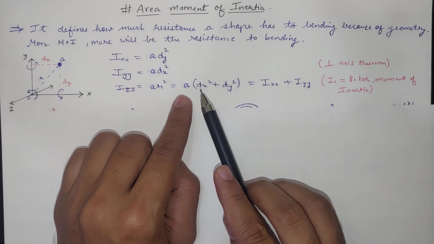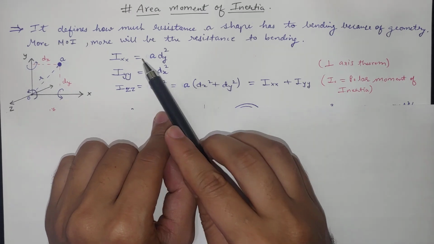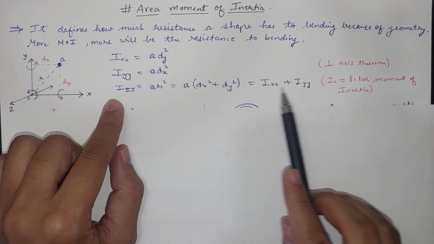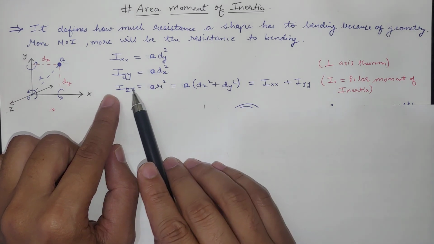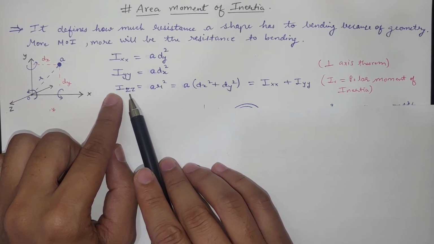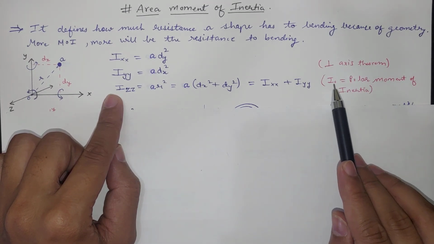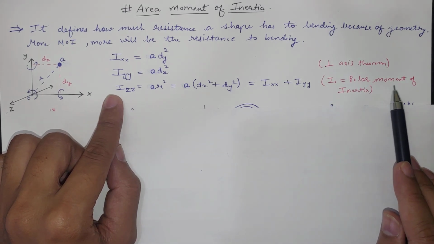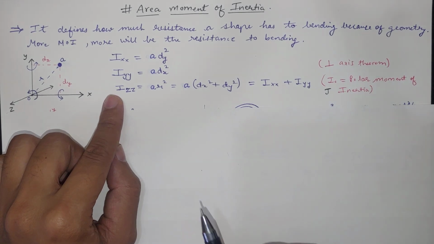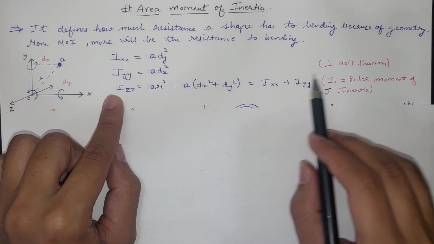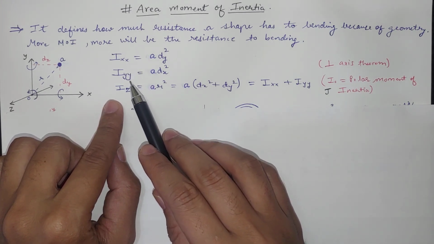Now we can see that A dx square will be Iyy and A dy square will be Ixx, the inertia about the y-axis and x-axis. So here Izz will be equal to Ixx plus Iyy. The perpendicular axis inertia will be the sum of the other two axes. This is called the perpendicular axis theorem. Izz is also known as the polar moment of inertia, and it is denoted by I naught, or we can also denote it by J. J is for polar moment of inertia. So this is the perpendicular axis theorem, and we can calculate inertia about three different axes here.